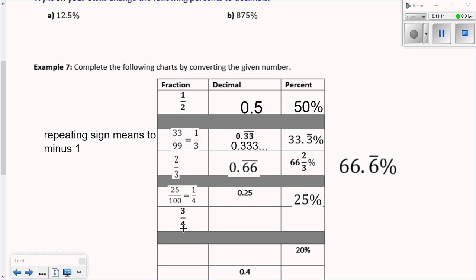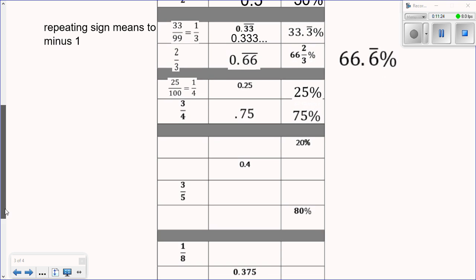Here we have 3/4, so 3 divided by 4 gives me 0.75. Move it over 2 spaces to the right, 75%. Alright, so this is an add-on.